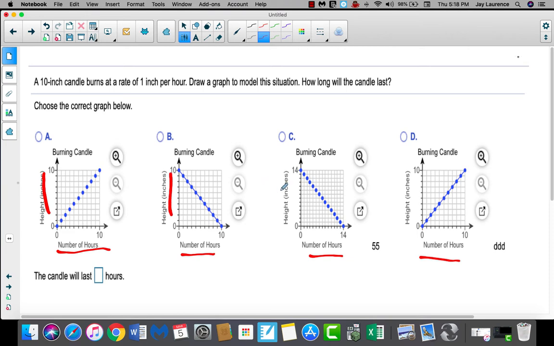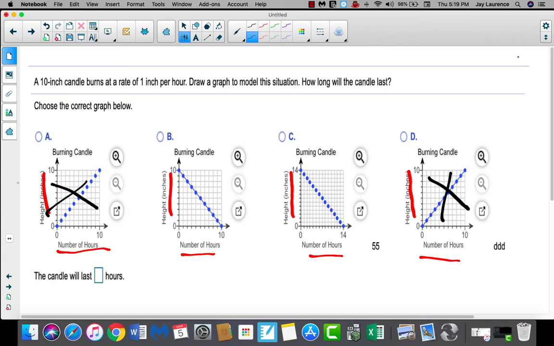Height in inches. Now, 2 of these answers are ridiculous. When you burn a candle, does it get bigger or smaller? Look at this. Candle A is getting bigger the longer you burn it. You burn it for 10 hours and it's up to 10 inches tall. But at 1 hour, it was only 1 inch tall. That's ridiculous. Over here, the same thing.